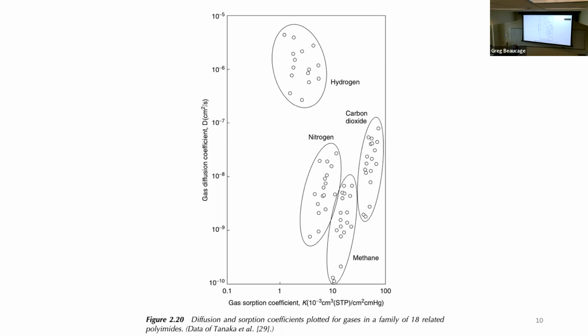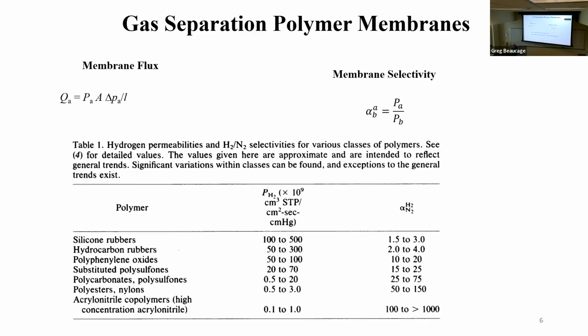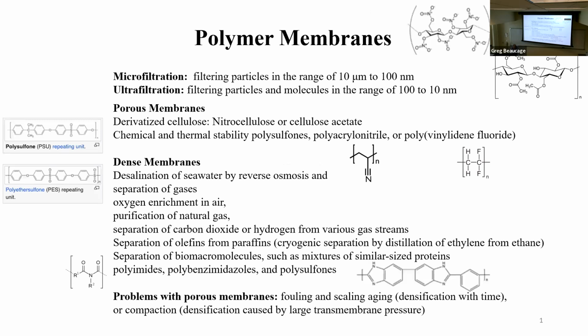That's just showing the relationship between transport and solubility for different gases and different polyimides. So these polyimides are the nitrogen polymers, like I showed. So that's an imide ring. So it's a benzoimide ring, and this thing has polarity.